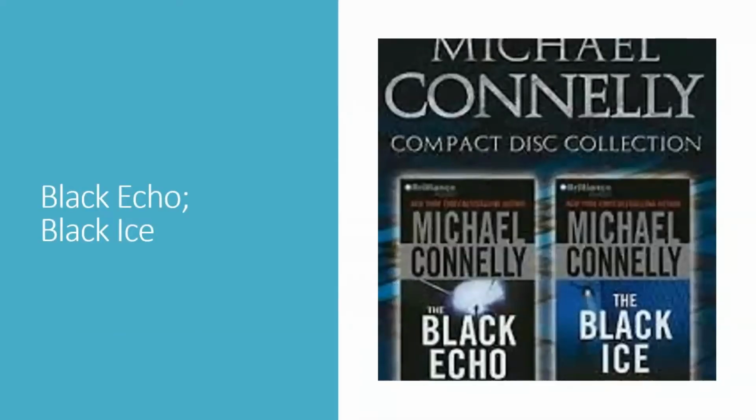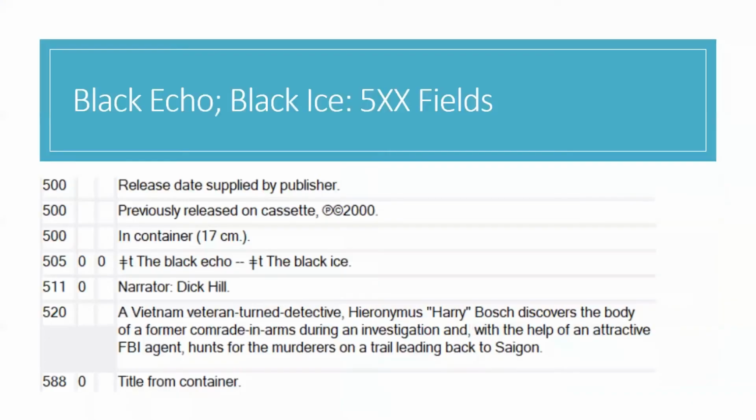Okay, our next example is The Black Echo, The Black Ice, which is an audiobook, and this was cataloged by CMC staff for the Chatham Area Public Library District. So here are some of the 5XX fields for Black Echo, Black Ice. Typical 5XX fields for an audiobook include the 500 general note, the 505 formatted contents note, the 511 participant or performer note, the 520 summary, etc., and the 588 source of description note.